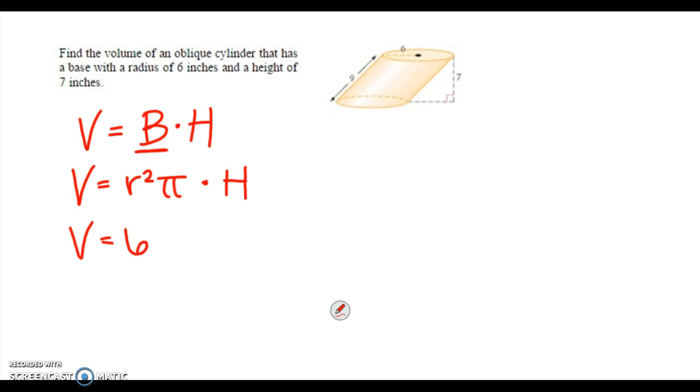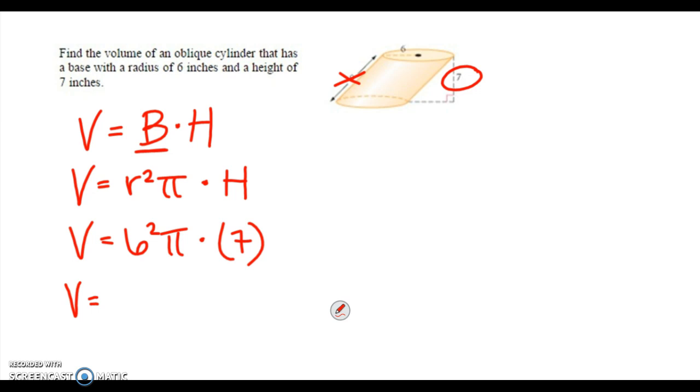And then we plug in what we know. We know the radius is 6, and we know the height of the oblique cylinder is 7, not 9. Okay, 9 is not the height there. Remember, height is always perpendicular to the bases. And then if we plug that in, I'll keep it in terms of pi, and I'll keep it around to the nearest hundredth.